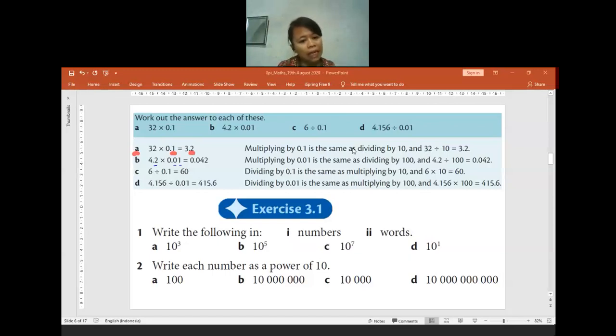chat box. I'm not asking anything yet, so please do not text anything through the chat box. It will be distracting your friends also.